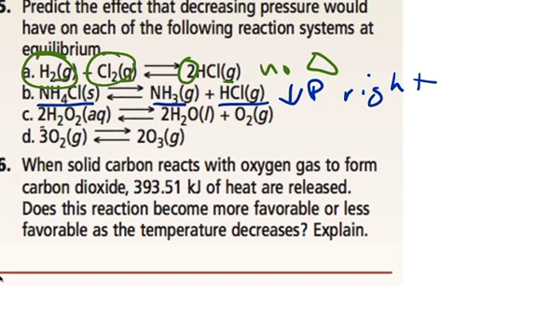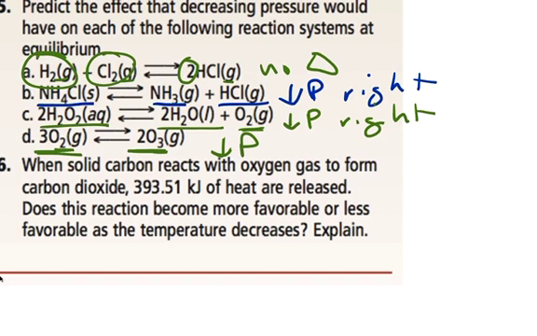Notice this one. This is aqueous. Solution is not going to be affected by pressure. Liquid is not going to be affected by pressure, but our oxygen gas will, and it's on the product side. So again, a decrease in pressure will shift our equilibrium to the right. Last one, 3 gas molecules and 2 gas molecules. A decrease in pressure here will allow the equilibrium to shift to the left, to the side where there are more gas molecules.